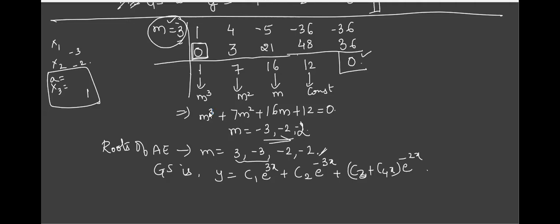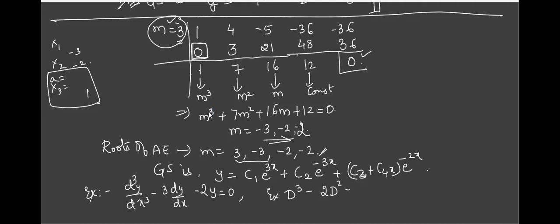Shall I give some homework sums on this? Take it from your model question paper only. D cube y by dx cube minus 3 dy by dx. Here be careful, the d square term is missing. Its coefficient is to be taken as 0. And one more: D cube minus 2d square plus 4d minus 8 into y equal to 0. Hope you got it. Take them as homework sums and try to solve.